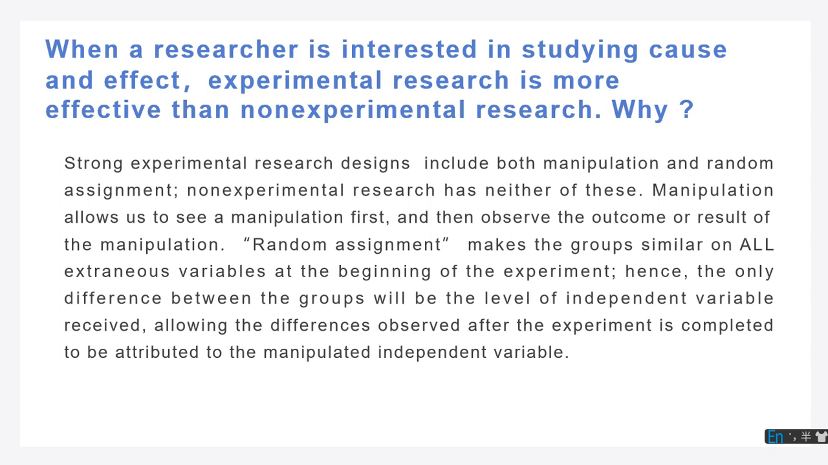Manipulation allows us to see a manipulation first, and then observe the outcome or result of the manipulation. Random assignment makes the groups similar on all extraneous variables at the beginning of the experiment. Hence, the only difference between the groups will be the level of independent variable received, allowing the differences observed after the experiment is completed to be attributed to the manipulated independent variable.